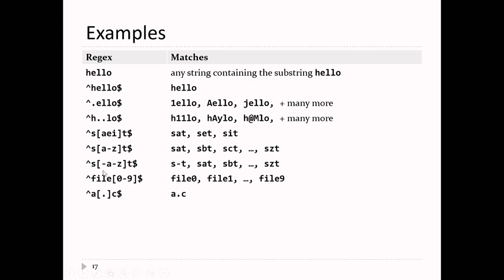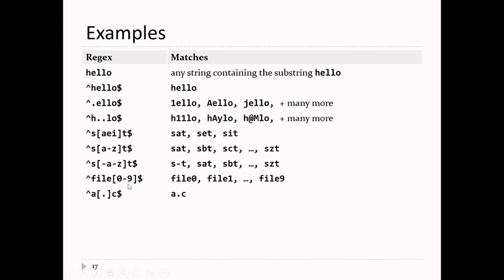If you want to match the hyphen for some reason, because you can define a range, the hyphen has to appear at the beginning of the square brackets or at the end of the square brackets. Otherwise, bash gets confused and thinks you're defining a range. So here, this will match anything that starts with an S followed by a hyphen, followed by T, or S followed by A followed by T, S followed by B followed by T, and so on.